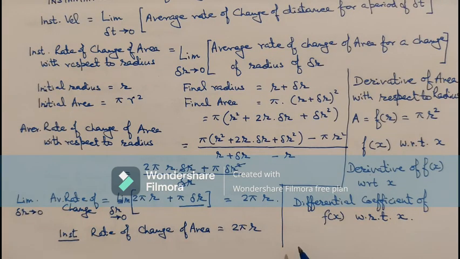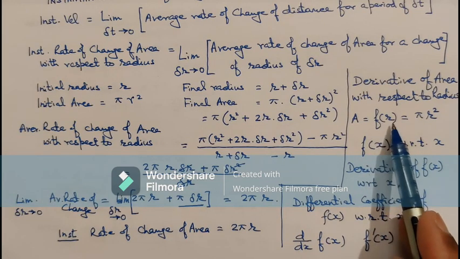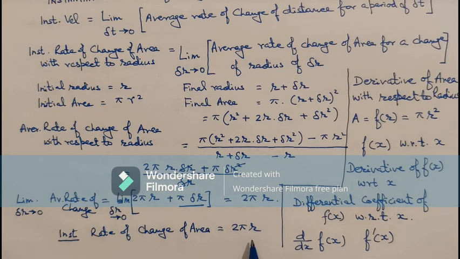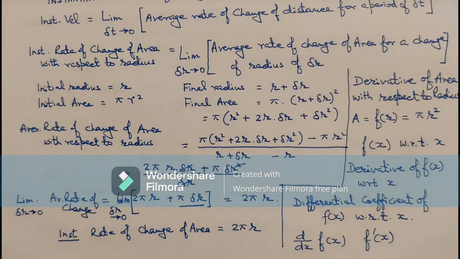In mathematical language it is written as d by dx of f(x), and often simply denoted as f dash x. Here we have a function of r, f(r). So we are talking of d by dr of f(r), which was 2 pi r, or we can say f dash r. So this is the concept of differential coefficient or derivative, which essentially is the instantaneous rate of change of the function with respect to the variable of the function.